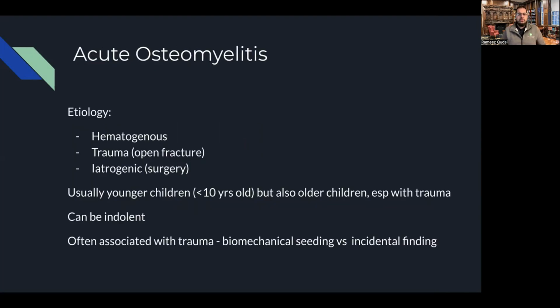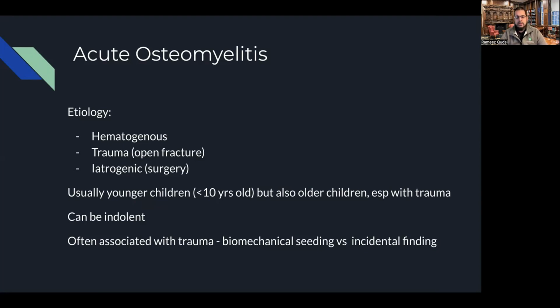So patients with acute osteomyelitis, the etiology is once again usually hematogenous for the reason we talked about before, where those blood vessels are branching out into those capillaries in the metaphysis and at the physeal level. It can be from trauma, most commonly open fracture, or it can be iatrogenic. Again, if there's any surgery, then this can increase the chance of getting osteomyelitis.